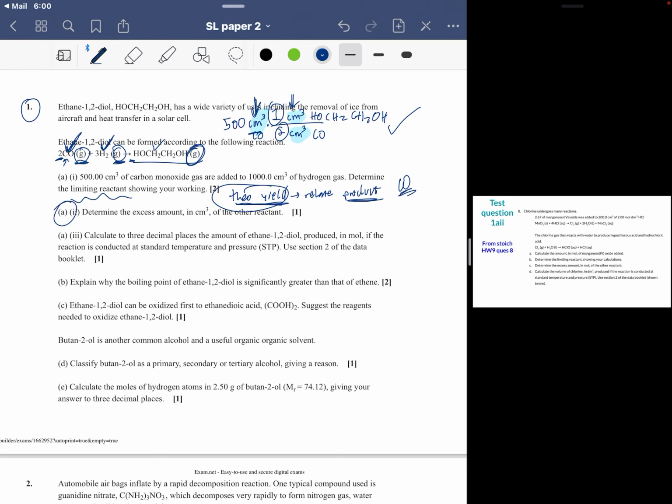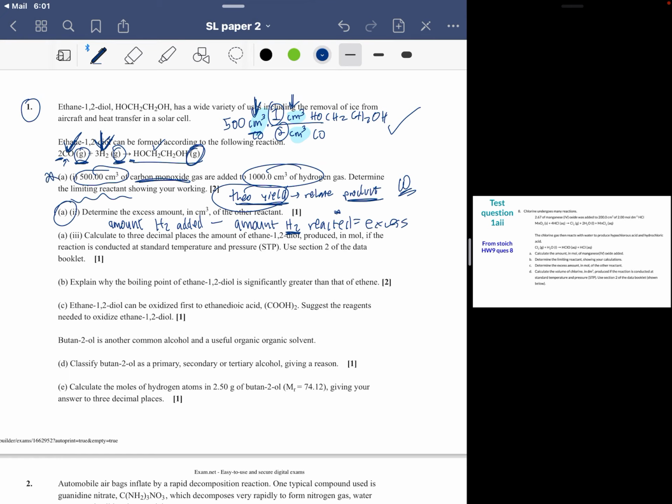Then, in order to find excess, we know that hydrogen is going to be the one in excess because carbon monoxide was limiting. So you take the amount of hydrogen added, that's the 1,000 cubic centimeters, and you subtract the amount of hydrogen that reacted. Here you need to do dimensional analysis to figure out, if all 500 cubic centimeters of carbon monoxide react, which they will because CO is limiting, how much H2 will be required. You subtract those amounts, and then you get the excess.